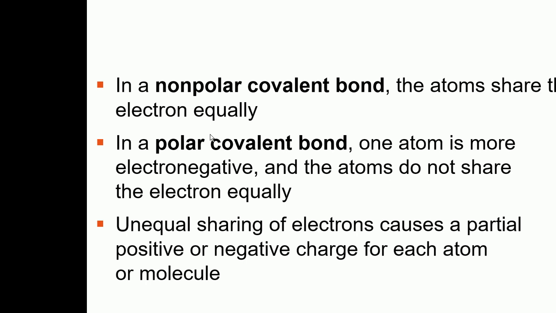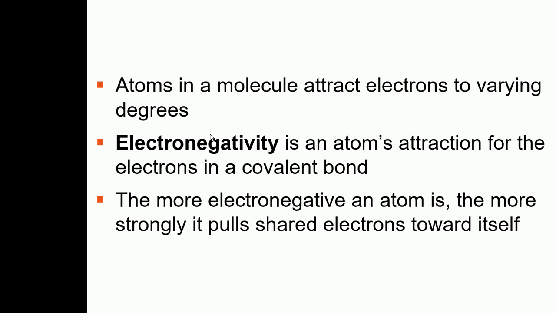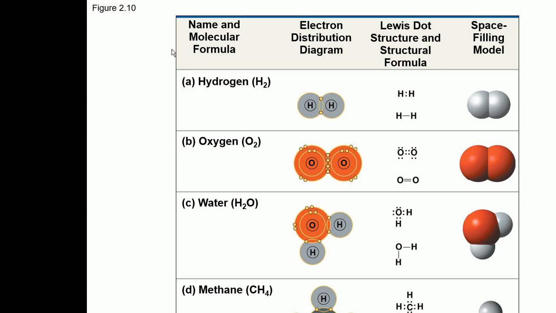So I will explain in detail. If two atoms are sharing electrons, let's go back here and you can see some examples. This is 2 hydrogens, and they're sharing electrons with each other. These are 2 oxygens, they're sharing electrons with each other.